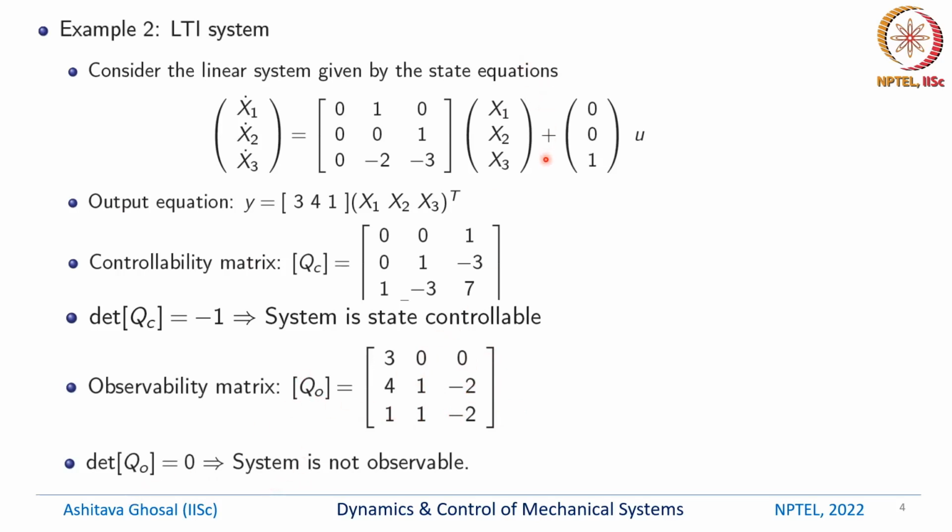So we have a system, first one, which was both controllable and observable. Now we have a system which is controllable but not observable.